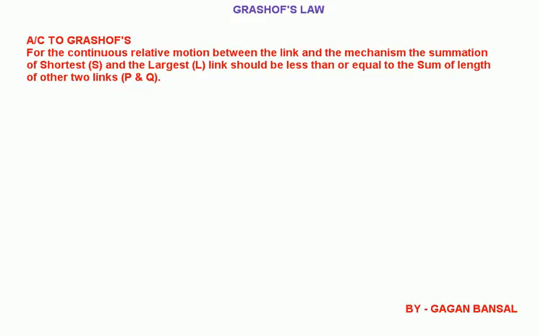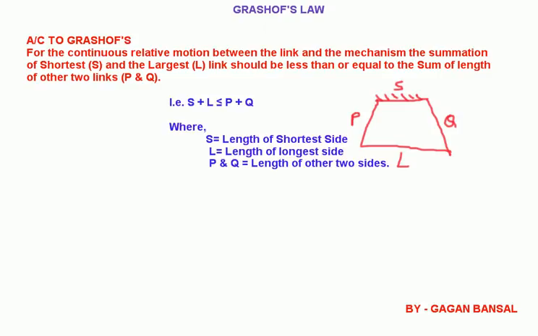According to Grashof, for continuous relative motion between the links of the mechanism, the sum of the shortest and the largest link lengths should be less than or equal to the sum of the lengths of the other two sides. Suppose we have a 4-bar kinematic chain in which S is the length of the shortest link, L is the length of the largest link, and P and Q are the lengths of the other two sides. According to Grashof, S plus L should be less than or equal to P plus Q for continuous relative motion between the links of the mechanism.